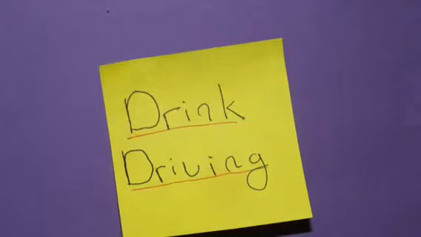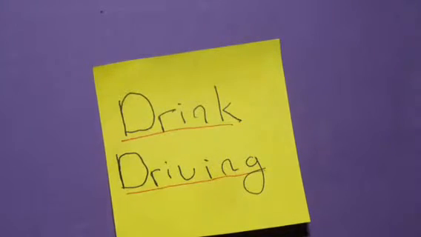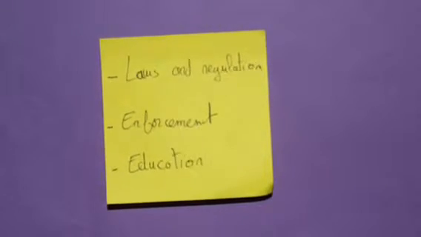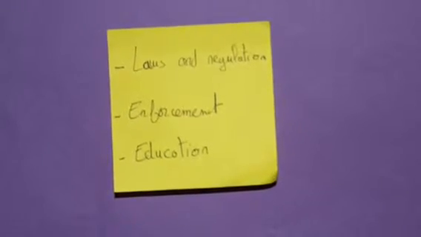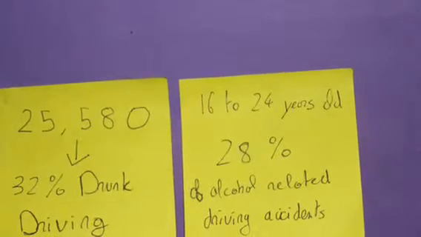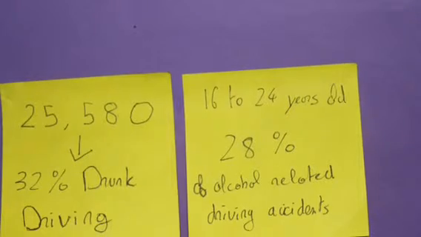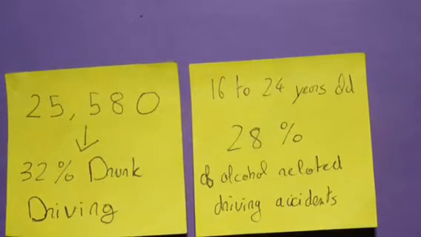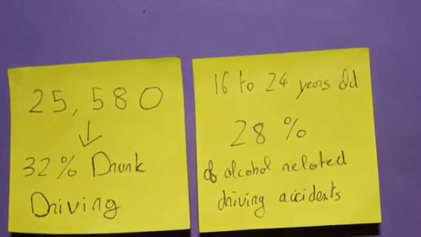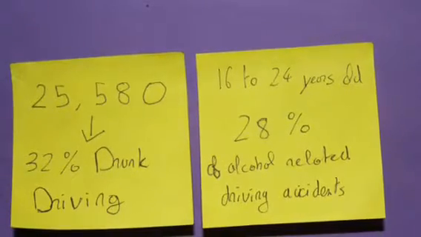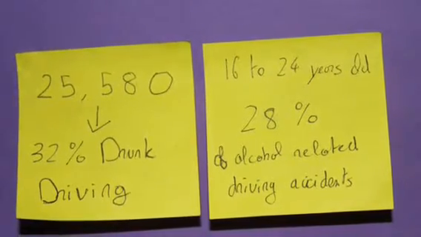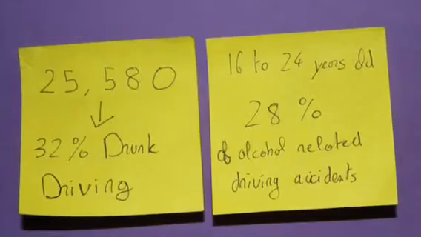Now let's talk about drink driving and the possible effects it can have to curb alcohol consumption. In 2012, 25,580 people died due to car accidents in the whole world. 32% of these accidents were caused by alcohol and drink driving. 16 to 24-year-olds were responsible for 35% of alcohol-related accidents in the USA in 2012, when they only represent 14% of the population. These shocking figures prove the deadly effect alcohol can have on society.